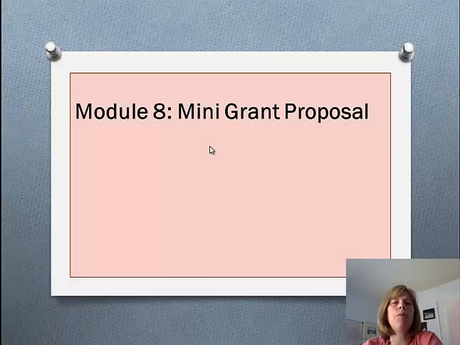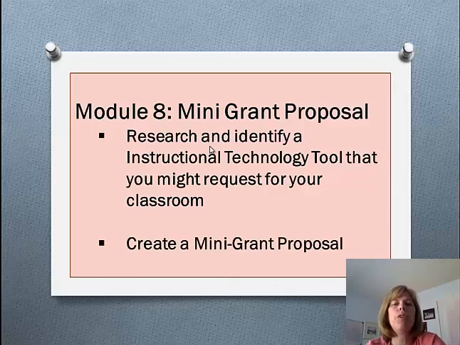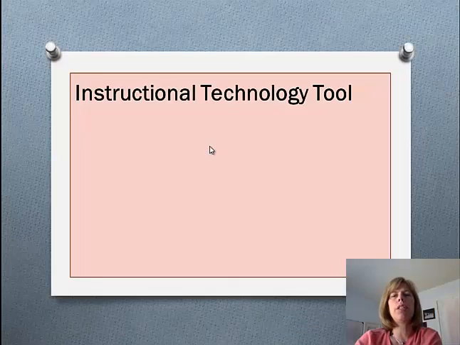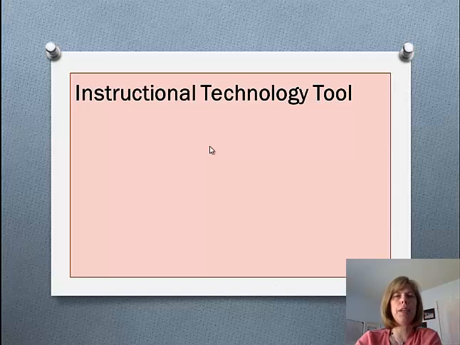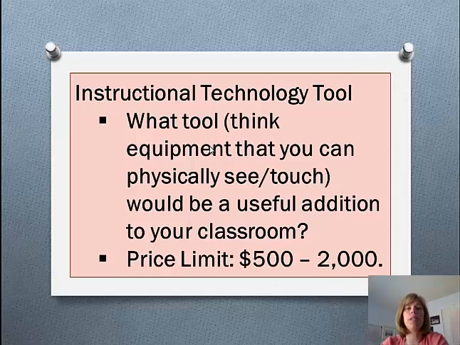So for the mini grant proposal, I'd like you to research and identify one instructional technology tool that you might consider requesting for your classroom in the future. And then secondly, I'll help guide you through creating a mini grant proposal using Microsoft Word. So for your instructional technology tool, I'd like you to think about something you would need to purchase for your classroom, a piece of equipment, something that you can physically see and touch that would be a useful addition to your classroom. And for the purposes of this grant proposal assignment, I'd like you to try to keep your price limit between $500 and $2,000.